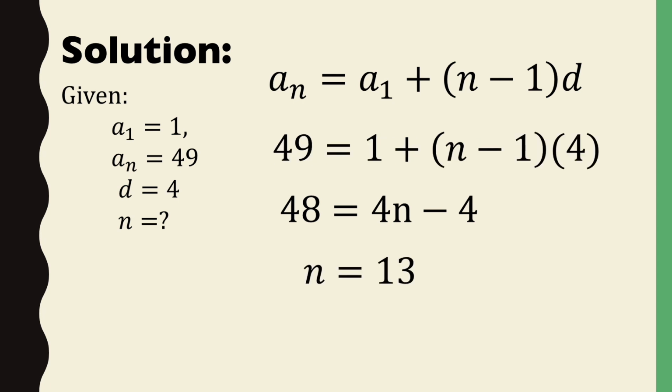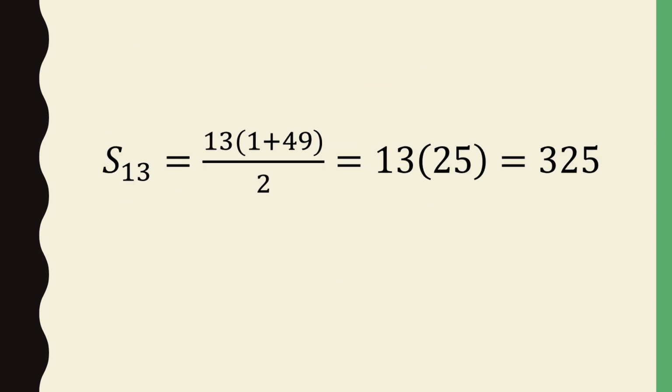Now that we have the value for n, let's solve for the sum of the arithmetic series. So, S sub 13 is equal to 13 times the quantity of 1 plus 49 over 2. So, we have 13 times 25 is equal to 325.